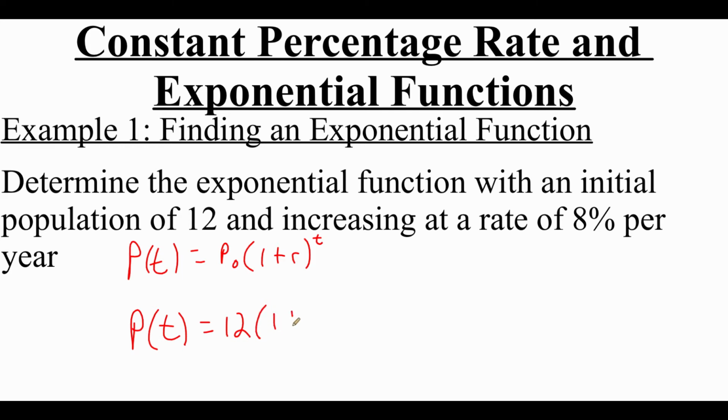Inside of my parentheses with that 1 plus r, that r is our percentage rate, but we need to convert that into a decimal. So when we're dealing with 8%, that's really 0.08 as a decimal, and this is going to be raised to the t power. And remember, t stands for our time in years. Now, inside of my parentheses, I can take that 1 and add 0.08 to it. So I should get P of t equals 12 times 1.08 to the t power.